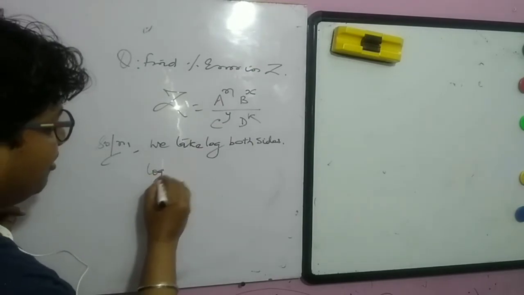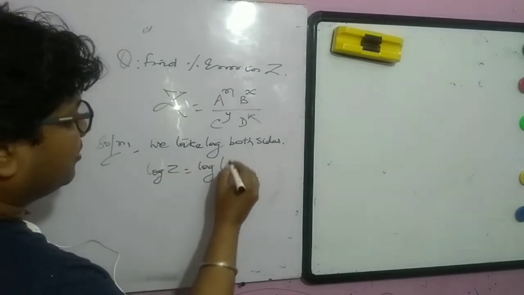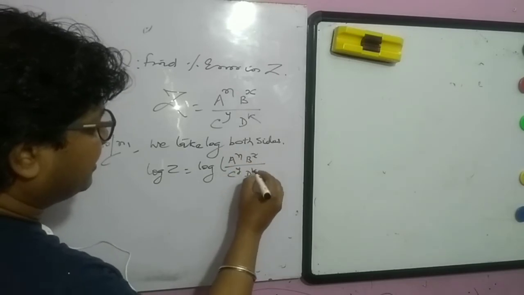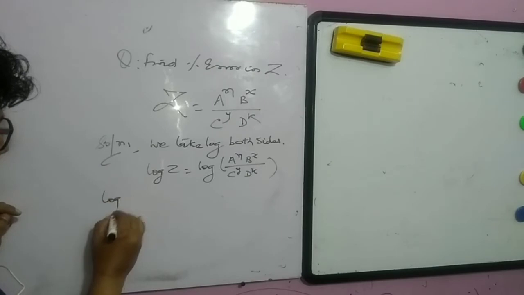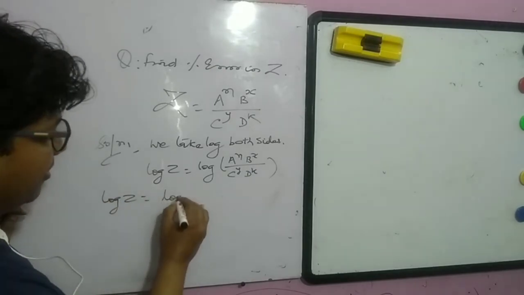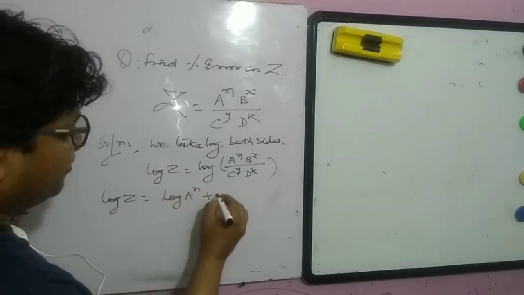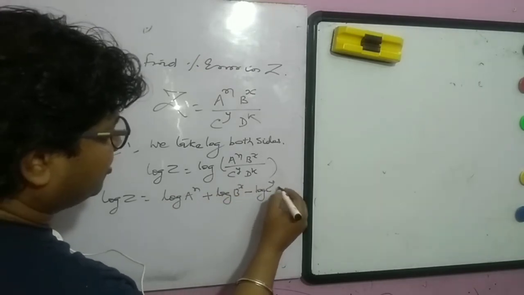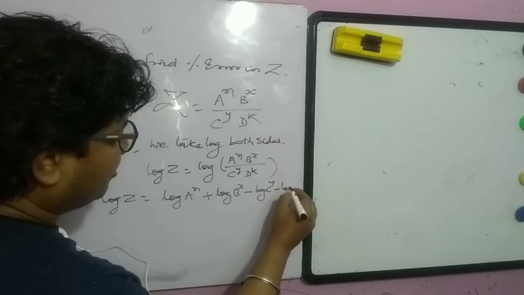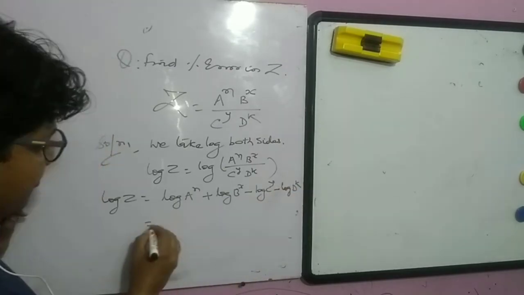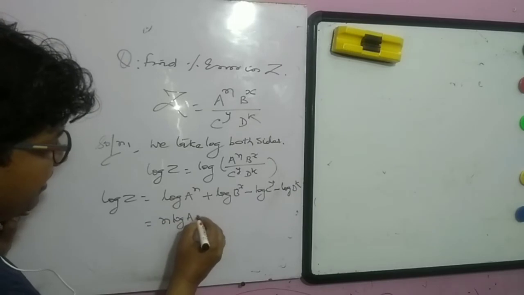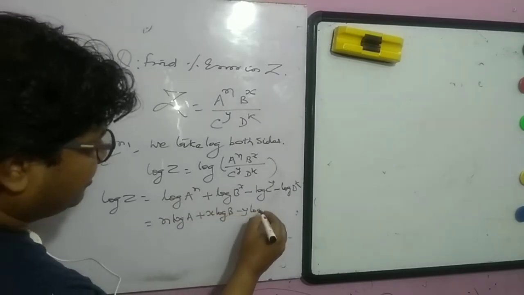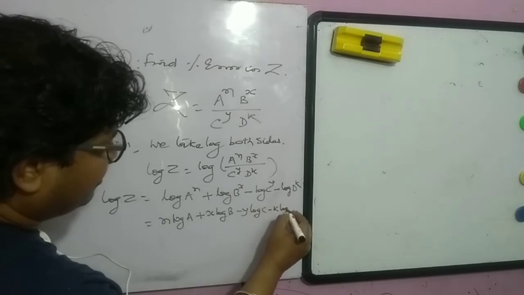So we take log. So this will be log z = log (a^n b^x / c^y d^k). So this will be equal to log z = n log a + x log b − y log c − k log d.